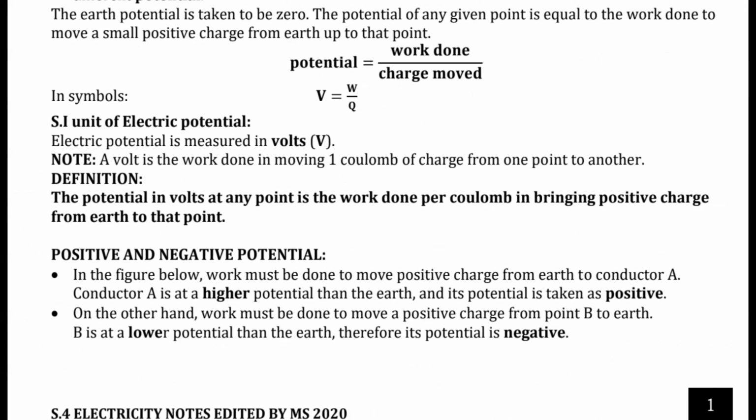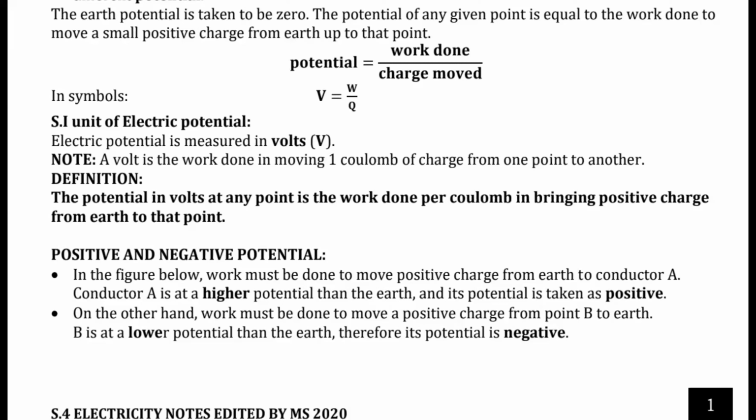The potential of any given point is equal to the work done to move a small positive charge from Earth up to that point. Let me read again: the Earth potential is taken to be zero. The potential of any given point is equal to the work done to move a small positive charge from Earth up to that point.